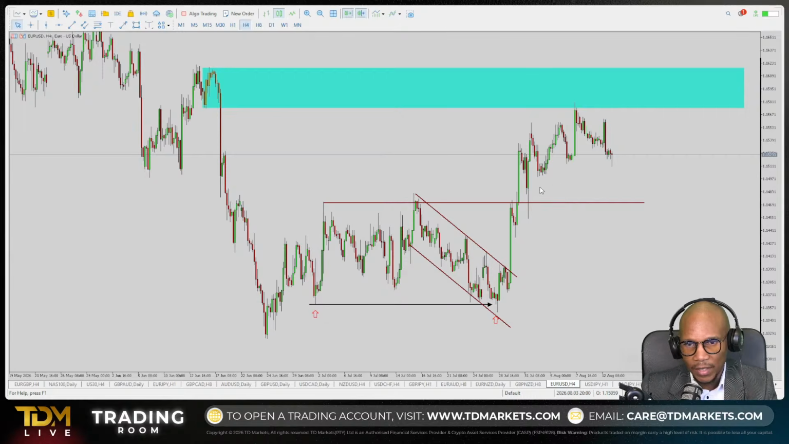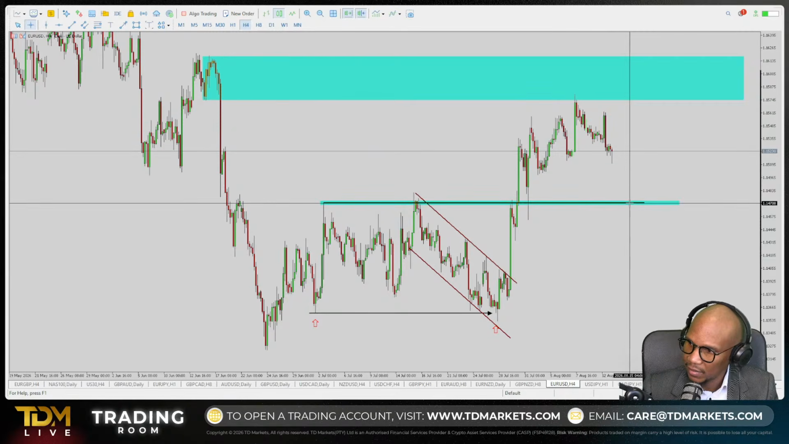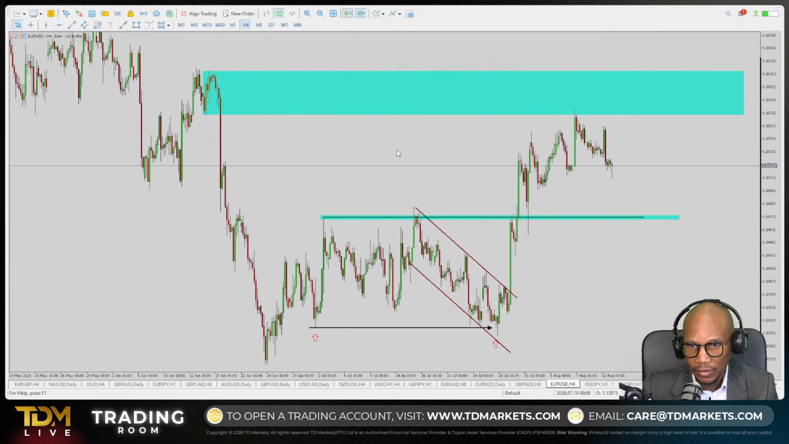So now a couple of things to note here. Since, and this is my thought process, since we broke this structure here, the market has not really come back to retest this. Is the retest going to happen? Possibly. There's a possibility the retest could happen. But now it's important to understand also where the market is coming from. So we've got a supply zone here, right? We've got a supply zone.